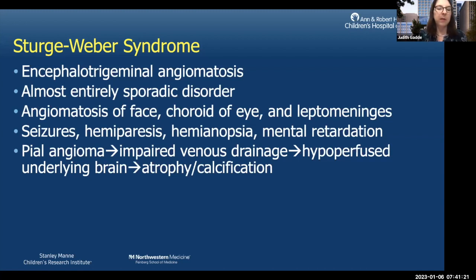These patients, of course, will present with seizures, hemiparesis, hemianopsia, and can have mental retardation. But this last bullet point is the most important point to help you understand. So what happens is they have this pial angioma, so that's the pia overlying the brain, and then that angioma results in impaired venous drainage. That impaired venous drainage results in hypoperfusion of the underlying brain parenchyma, and then that brain parenchyma will atrophy and calcify. That's exactly what we see on imaging.